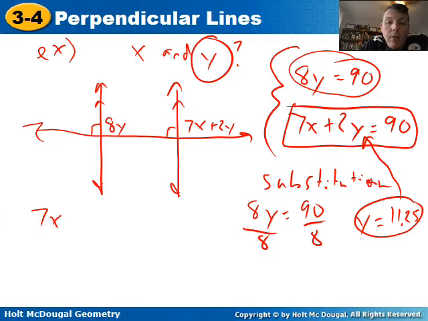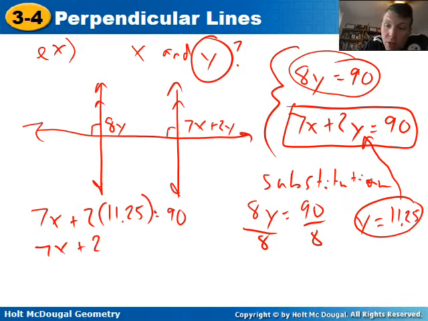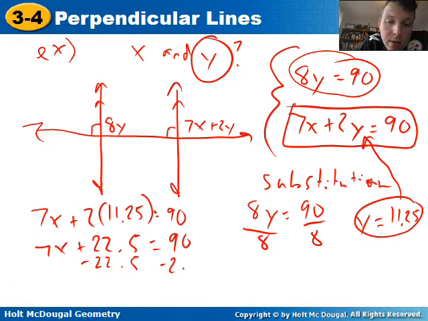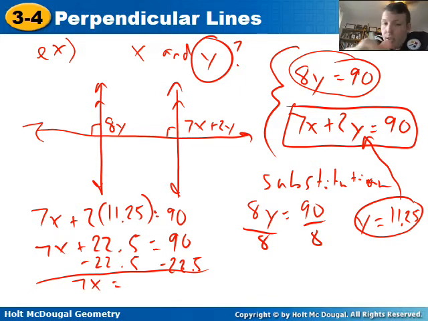So I have 7x plus 2 times 11.25 equals 90. So therefore 7x plus 22.5 equals 90. We're going to subtract 22.5 from both sides. You're going to have 7x equals 67.5. If you divide, we're going to just go ahead and round to the nearest hundredth. I'm going to get 9.64.